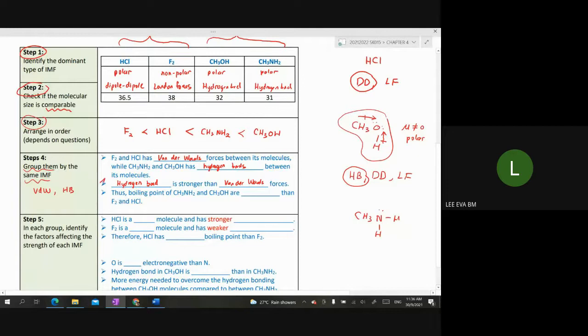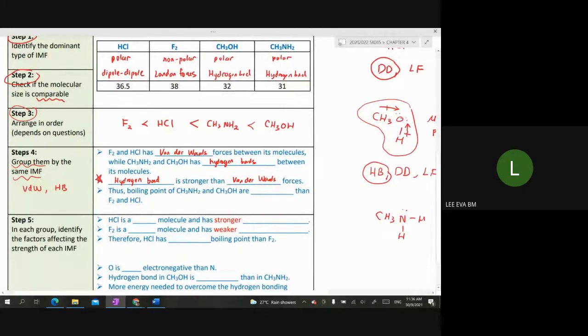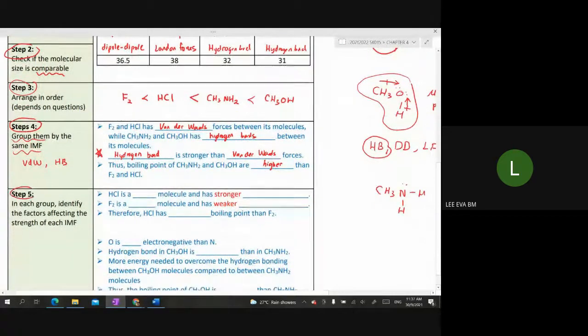Ayat ini sangat penting, sudah buat awak highlight kan. Comparison force mesti kena ada dalam awak punya explanation. Okay, thus the boiling point of CH3NH2 and CH3OH are higher. Stronger forces give you higher boiling point. So step 4 is following the group. Then after that, step 5, only we interpret one by one. So in each group, identify the factors that affect the strength of each intermolecular force. So we look at the first one first.